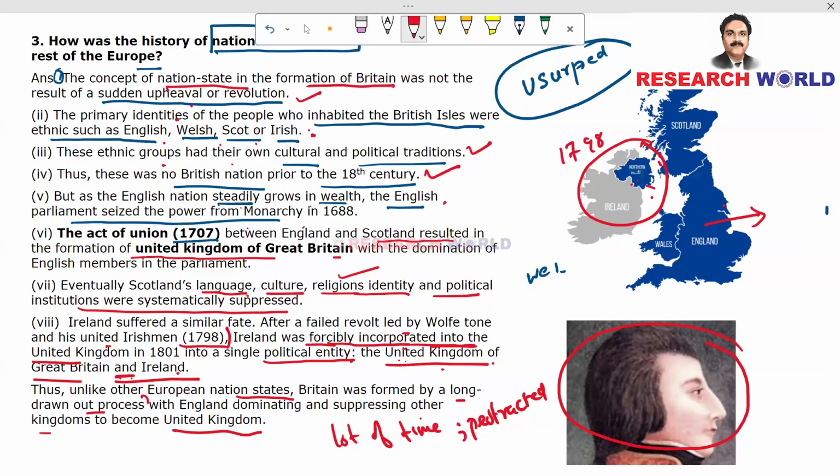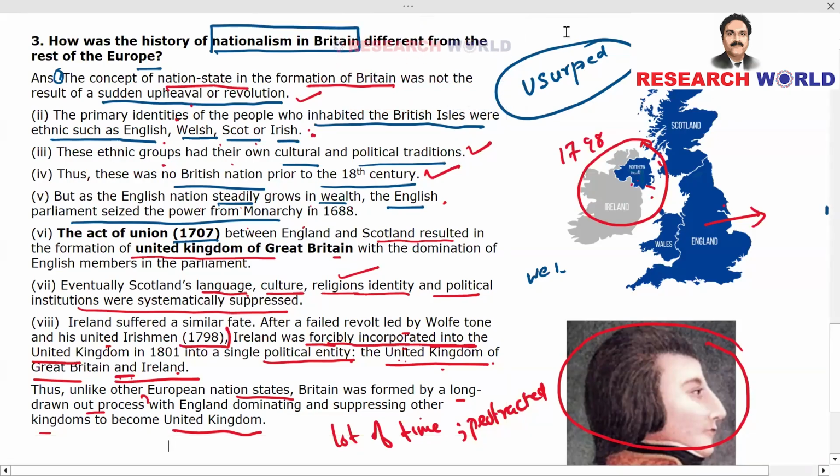With that, this unit 4 is completed under chapter 1, and now we'll have to move on to the next topic.